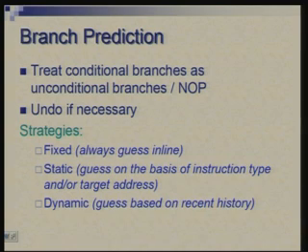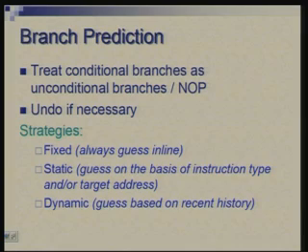One is fixed prediction, that you always guess inline. So, effectively this is what we were trying to do. We allow the pipeline to get subsequent instructions into the pipeline, and if you find that branch condition is true and branch is to be taken, then you undo. So, this is called fixed prediction.